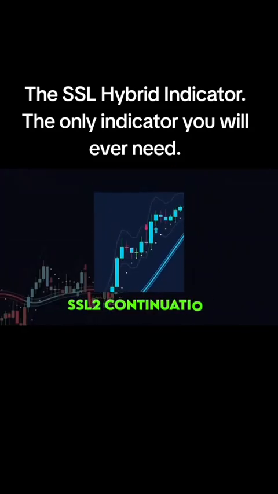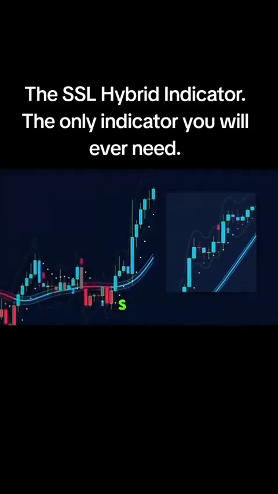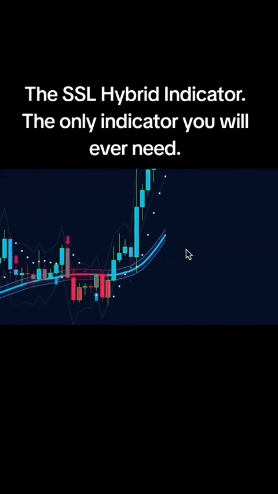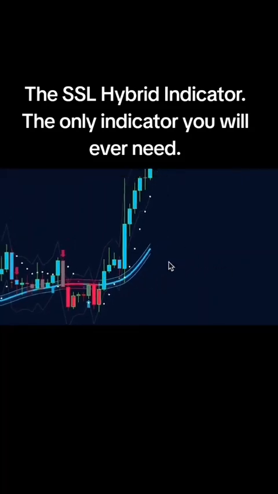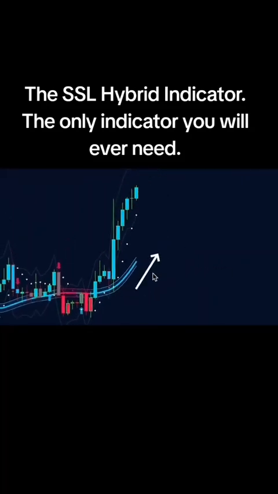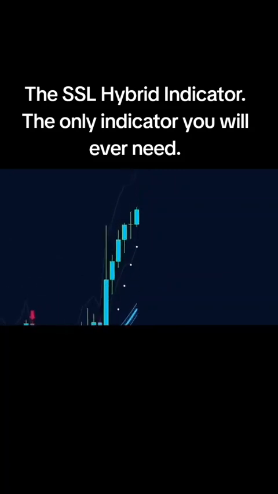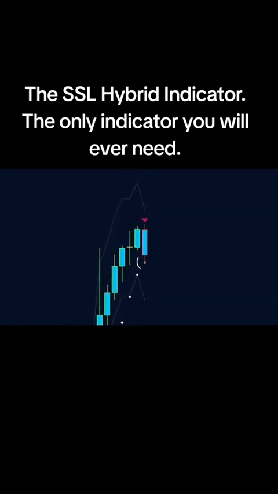Second is the SSL2, continuation trading. This is where you catch those perfect pullback entries in case you miss the initial move. Wait for the main baseline trend to be established, let's say blue for bullish. Then look for those SSL2 continuation signals marked by the colored circles. Green circles in a blue trend give you high probability long entries.